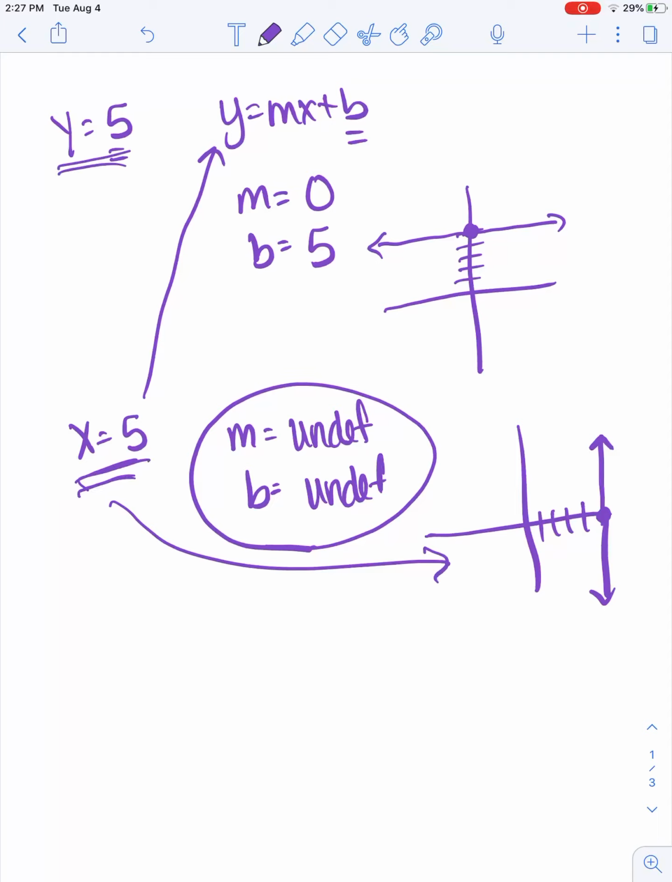So just make sure that you know the difference between a y equals, which has a slope of 0 and a y-intercept of whatever the number is, and is a horizontal line, and an x equals, which is a vertical line, and all its stuff is undefined.